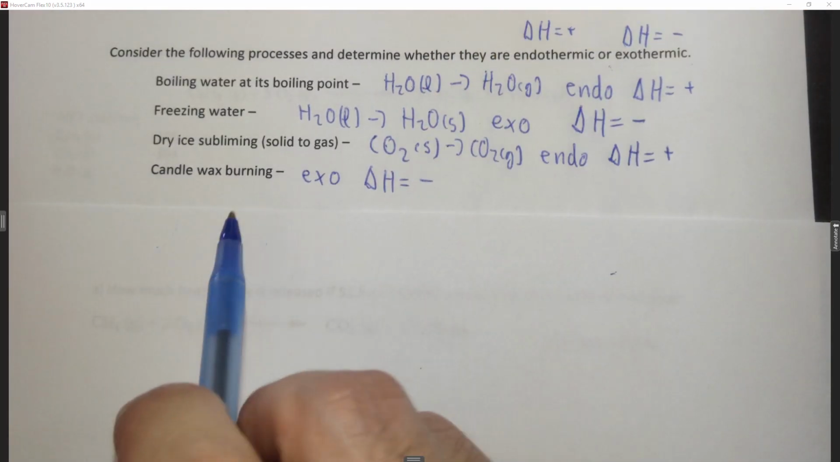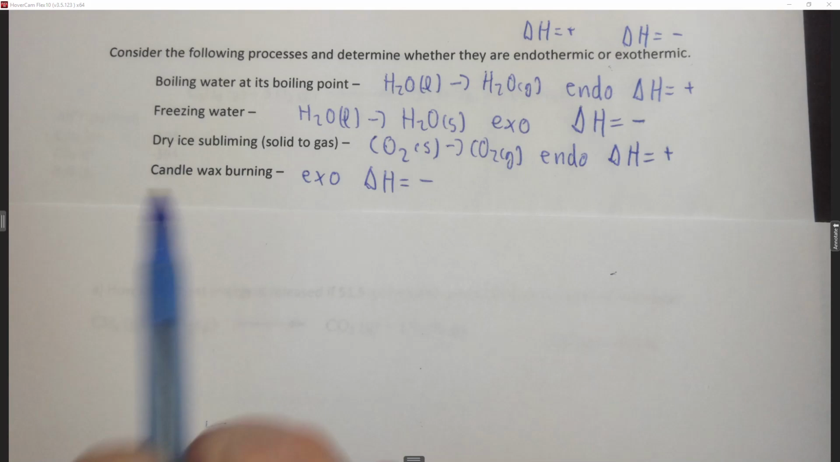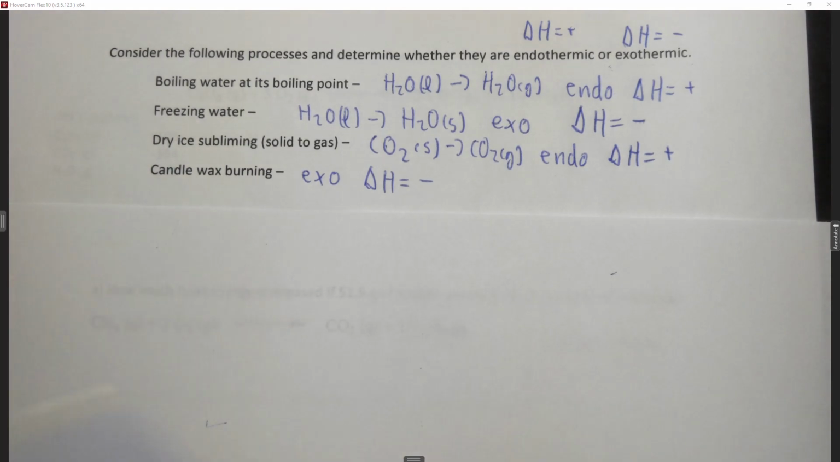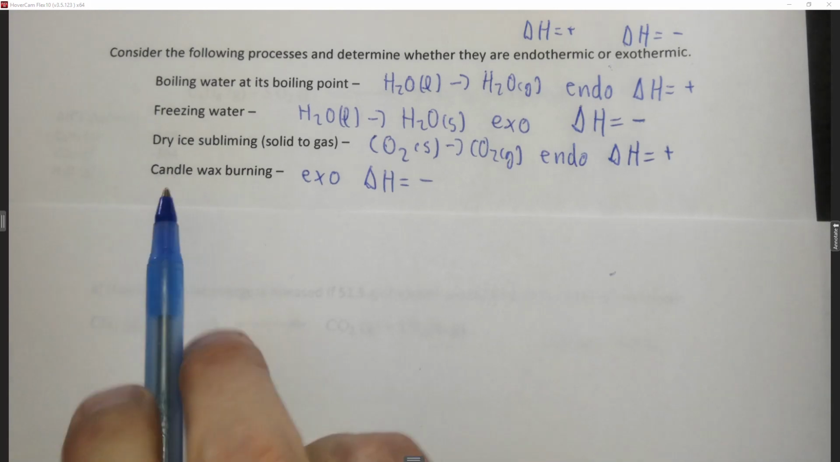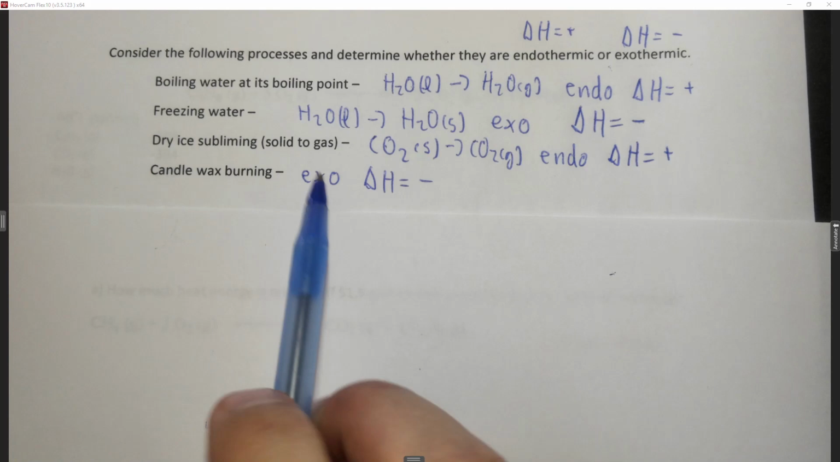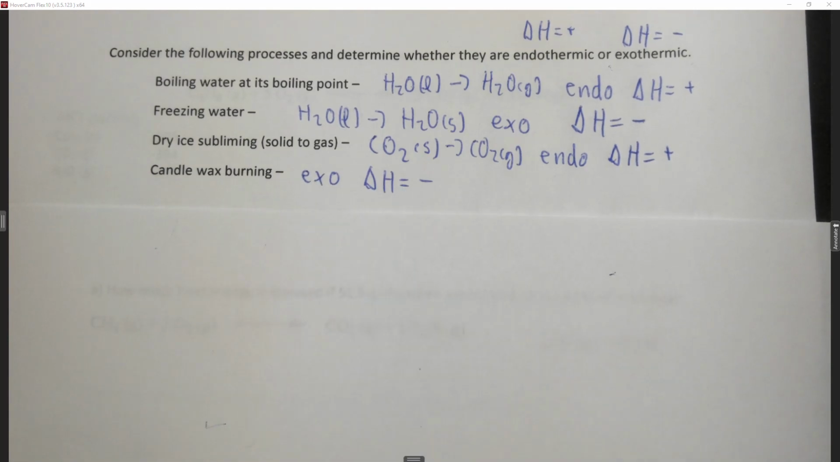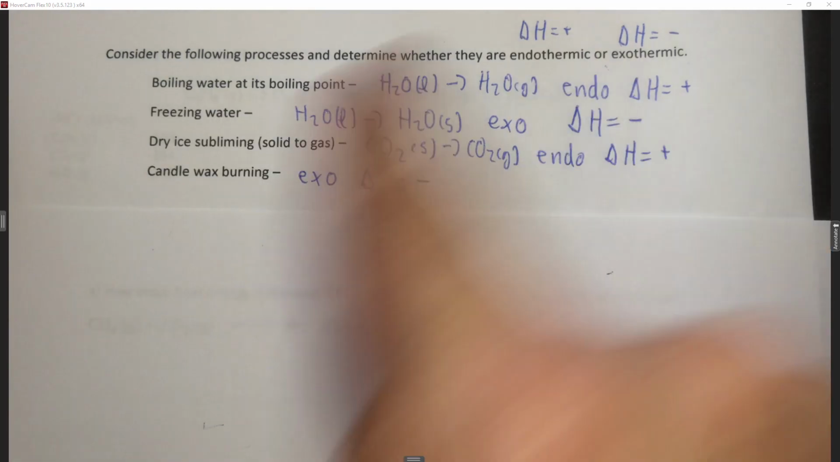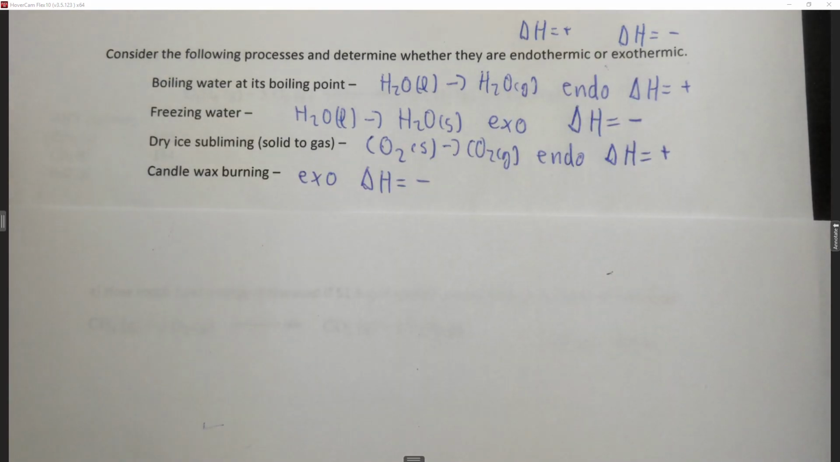One common thing that sometimes people think of is, what about lighting the candle? Do not consider lighting the candle. You do have to put heat in to get it started burning. However, once it's actually burning, when the candle wax is burning, that is an exothermic process. Heat is coming off, and delta H is negative. These things are counterintuitive and absolutely take practice.